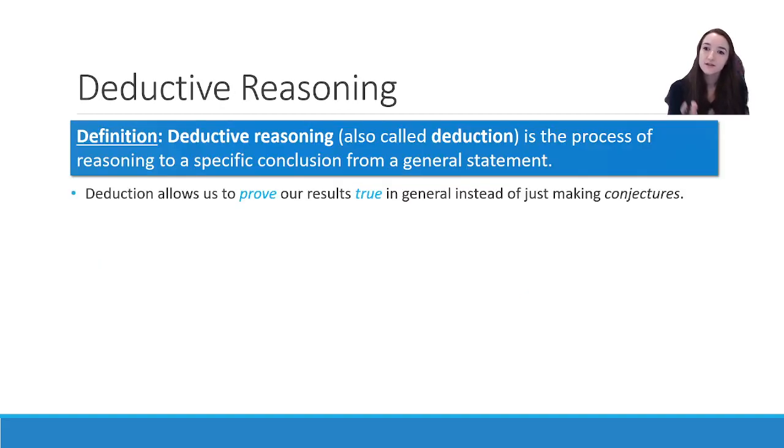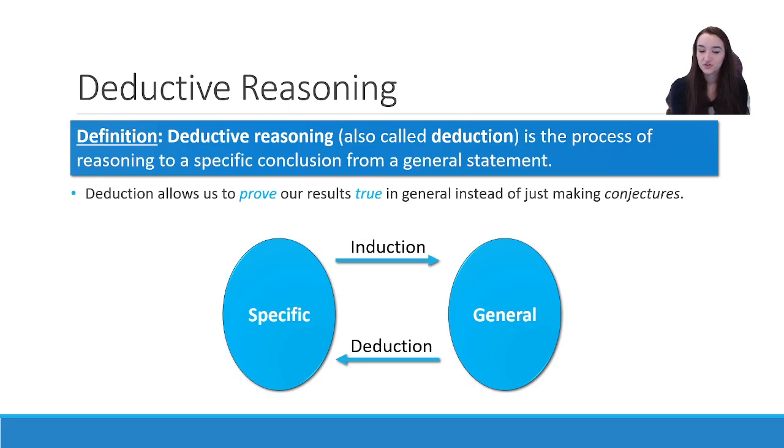And that is deductive reasoning. So deductive reasoning, also called deduction, is the process of reasoning to a specific conclusion from a general statement. So deduction allows us to prove our results true in general, instead of just making conjectures.